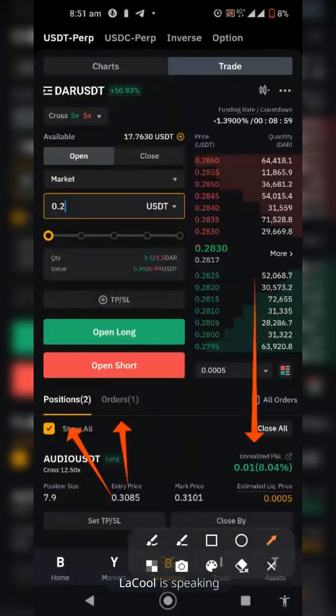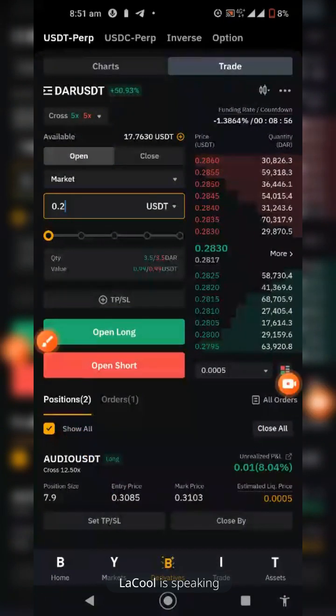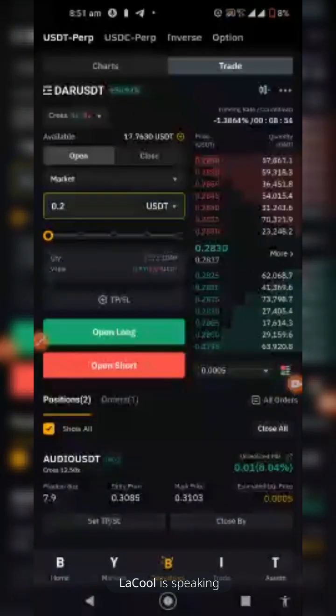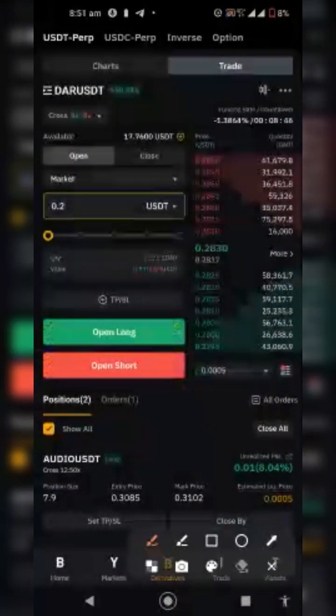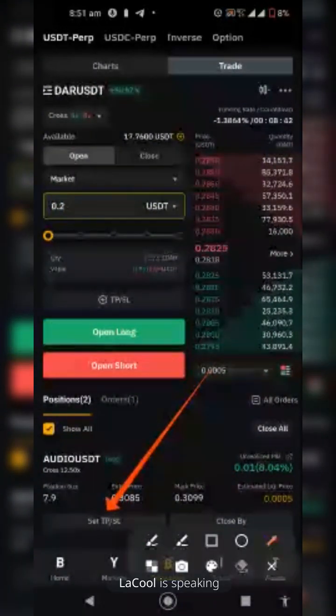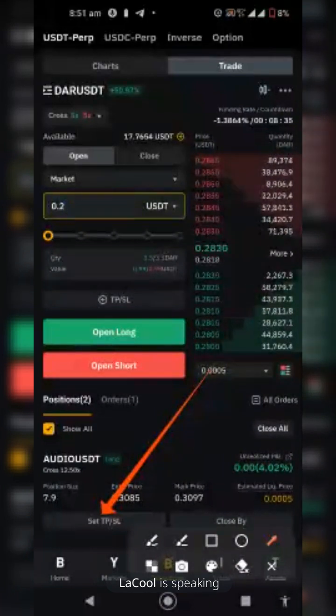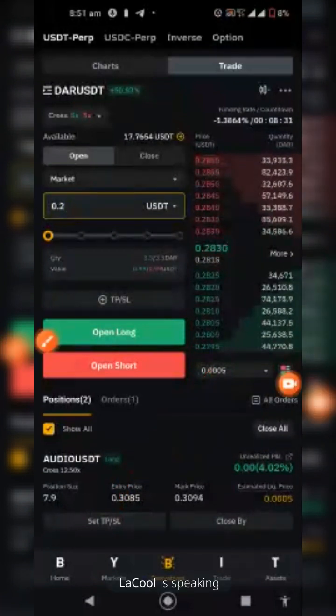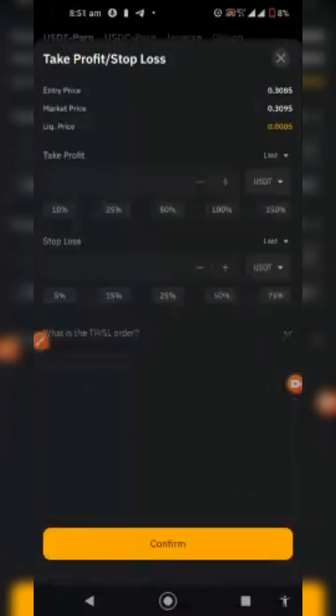Hold on, please. Now let me tell you the next step: setting your take profit and stop loss. After placing the trade and it comes to positioning and starts running, you notice this place where the arrow is. You see Set TP/SL. That TP is take profit, SL is stop loss. Now when you click on it, this is what comes out.